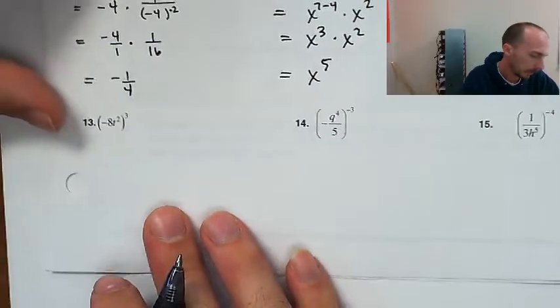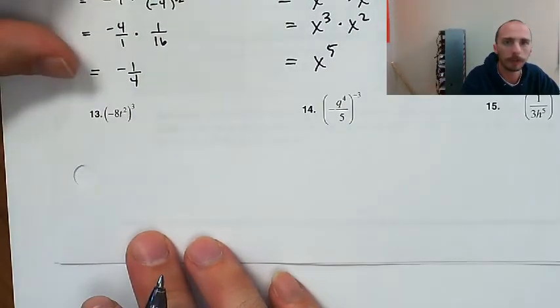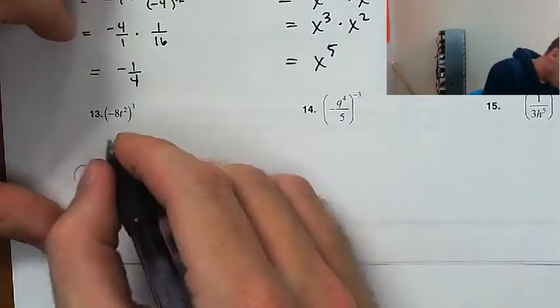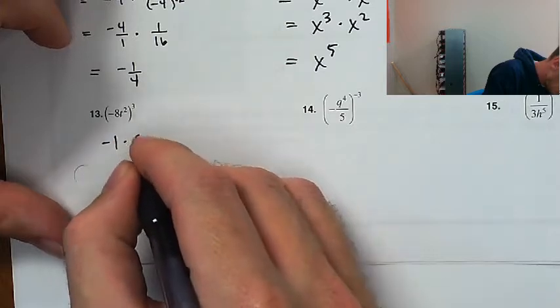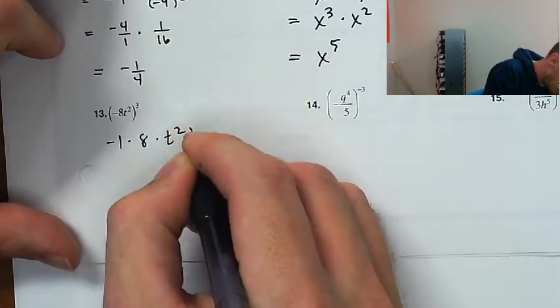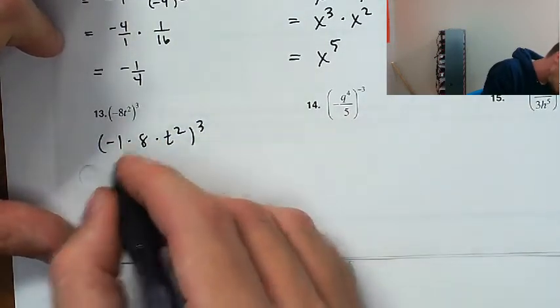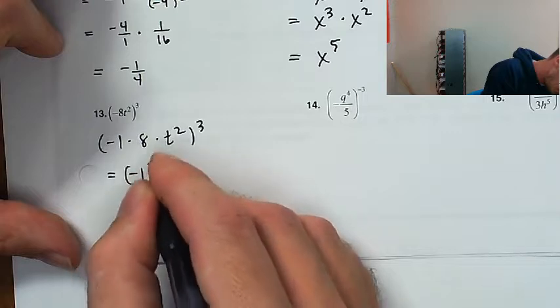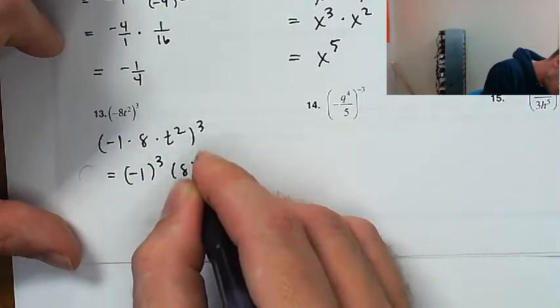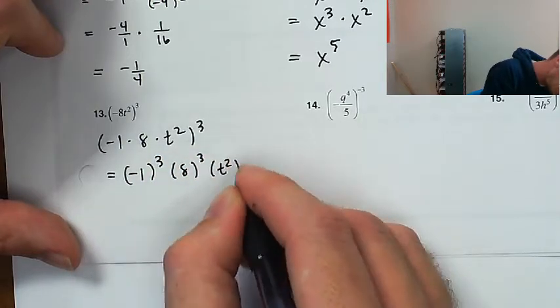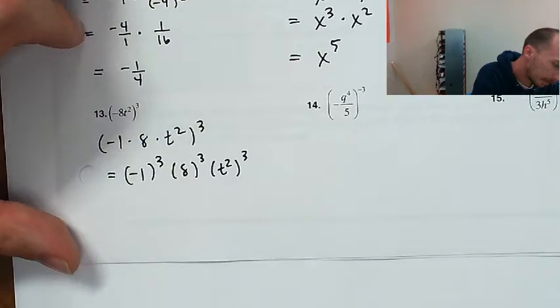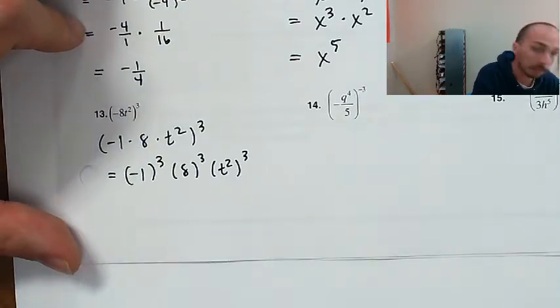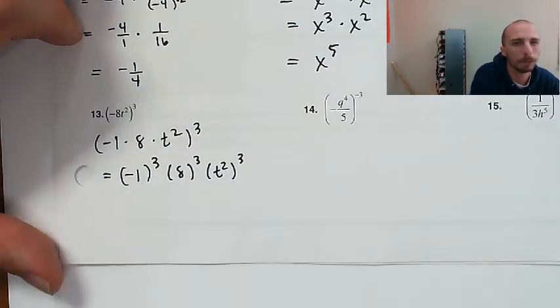All right, number 13. Negative 8t squared to the 3rd power. Well, that's like a negative 1 times 8 times t to the 2, and we're cubing that. So that's going to equal negative 1 to the 3rd times 8 to the 3rd times t squared to the 3rd. And is this 8 to the 3rd? No, 8 to the 6th. Okay, so 8 to the 3rd I probably should be able to do.